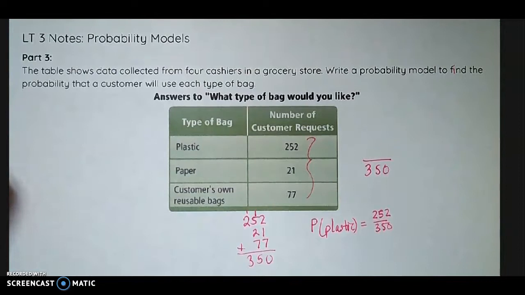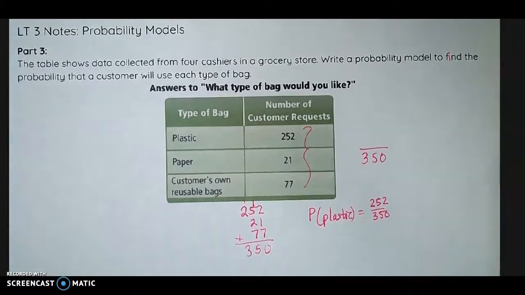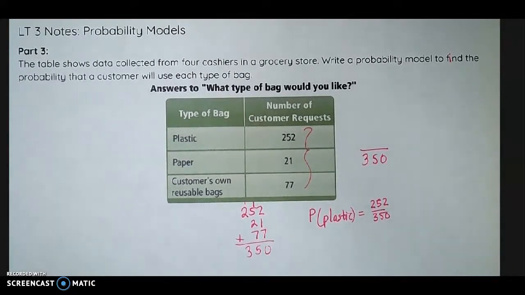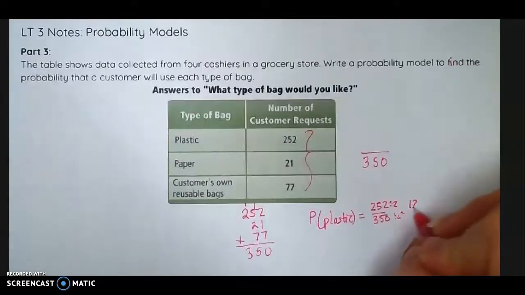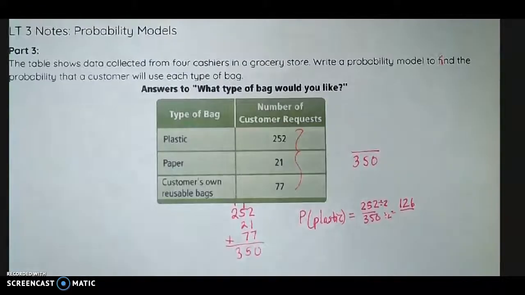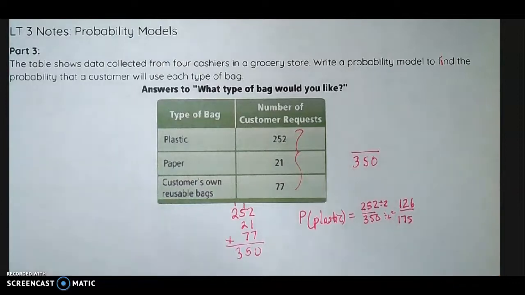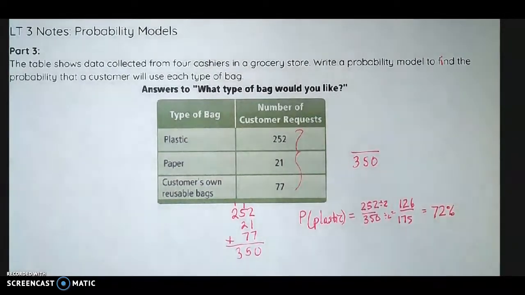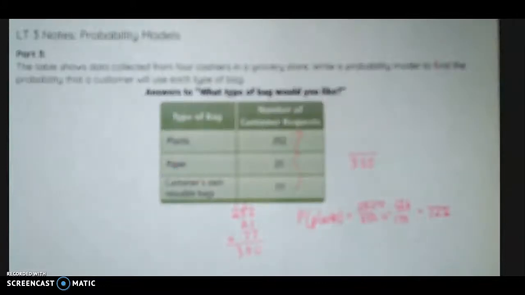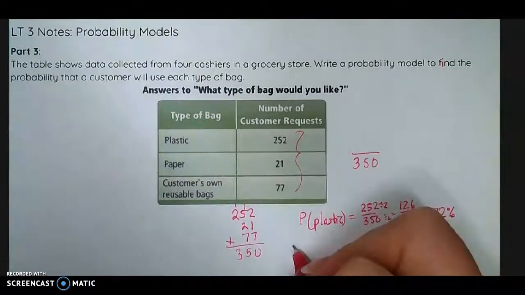Now I know I should reduce this because I can see that they are both even numbers. So I know that I can reduce them at least by 2. And when I divide by 2 here, I get 126 over 175. Now before, I also told you that I can turn these into percents. So that means about 72% of the time people choose plastic, or 72% of the people chose plastic. That's going to be changing because, as you may have heard, Kroger's going to be getting rid of plastic bags.